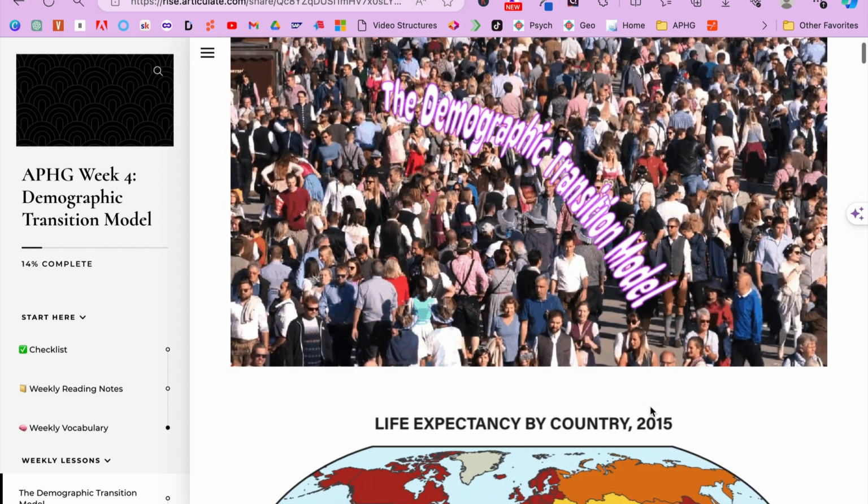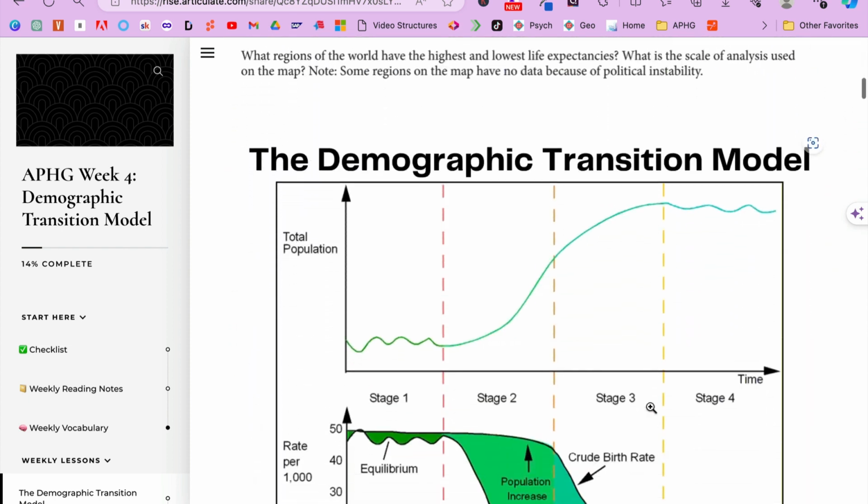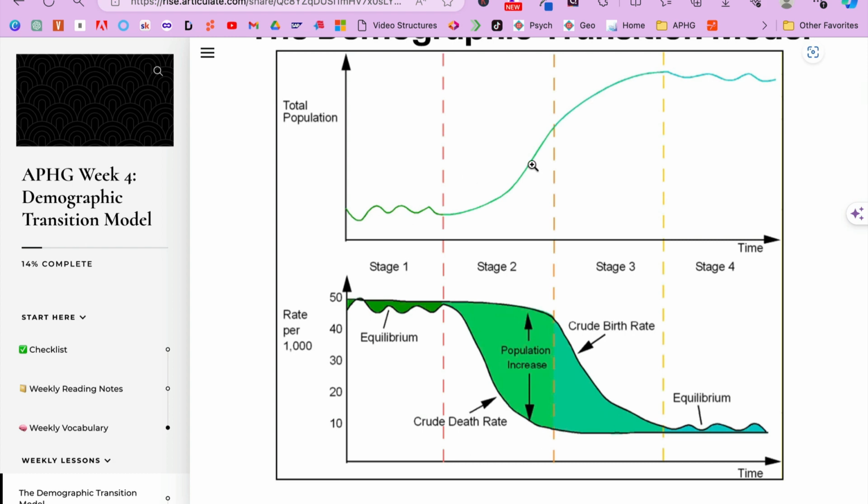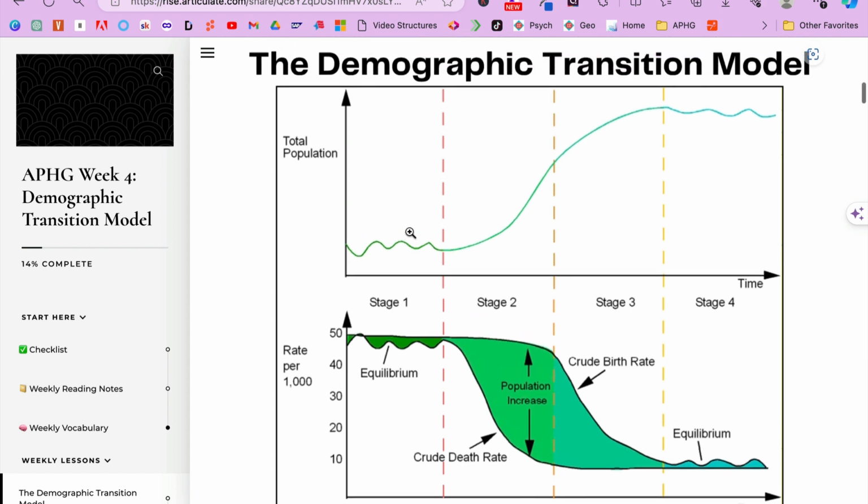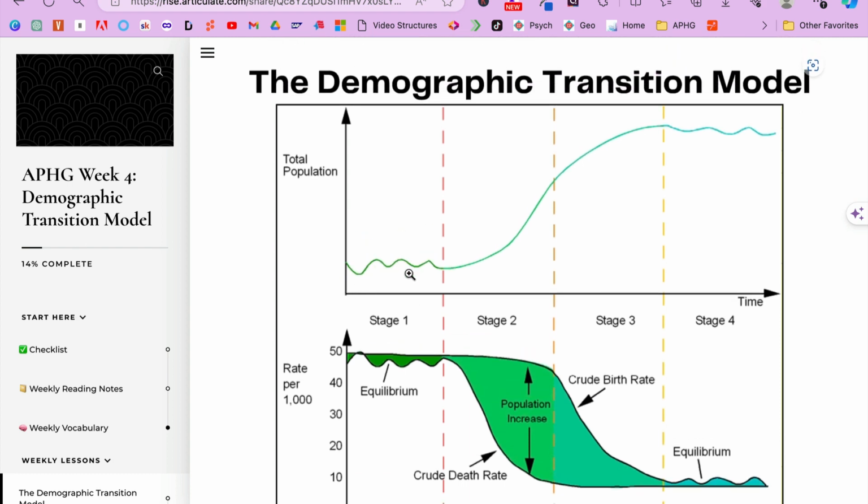So if we look at the demographic transition model here, this graph shows two different things. It's like two different graphs stacked on top of each other, but it's showing how the demographic transition stage relates to total population. So you can see here, stage one, we have a really high rate of births and deaths per every 1,000 people. And you can see down here, total population, not a super amount of growth. That's going to fluctuate based on famine and things like that.